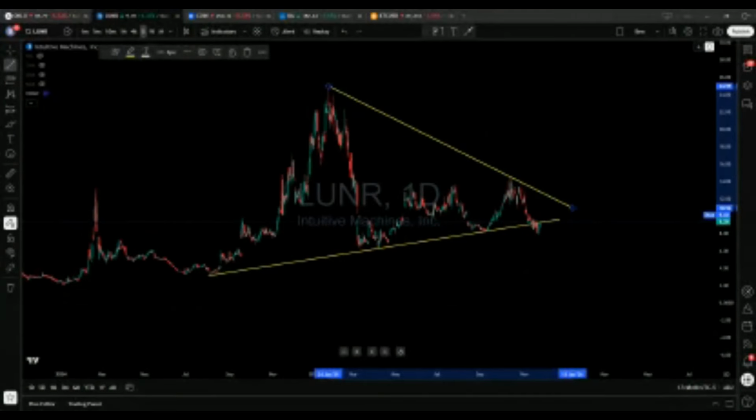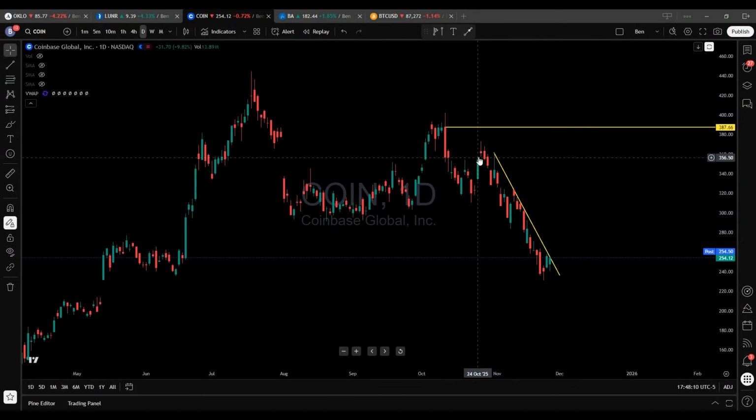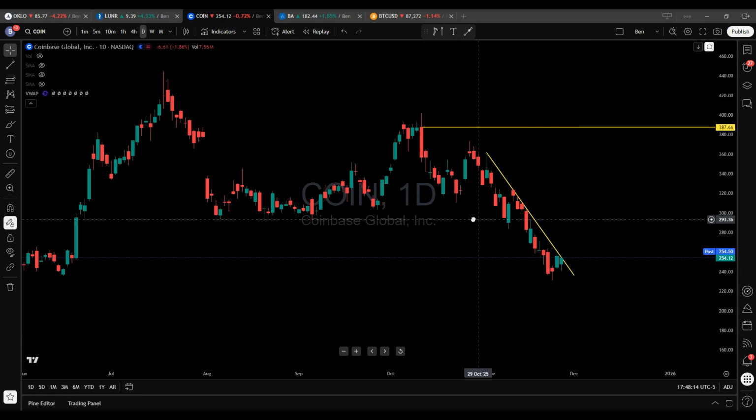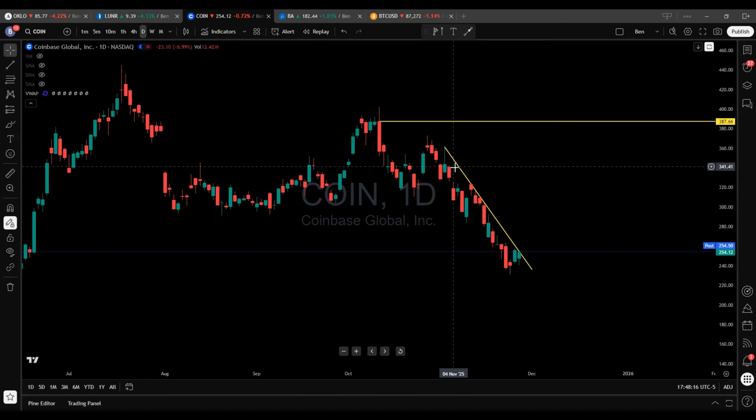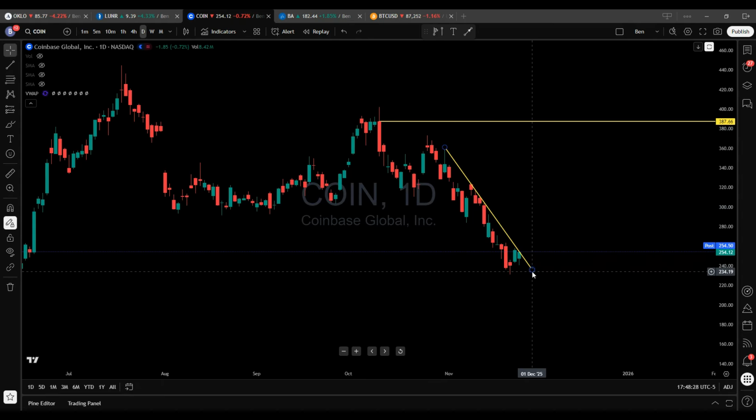Here's the chart of Coinbase. Here's this beautiful downsloping trend line. As you can see, price action has done a pretty good job of staying below this. Similar to other charts, you had a pivot high and then a lower high, lower low, lower high, lower low. So now we need to break this downsloping trend line, and then we've got to break a couple different pivots.